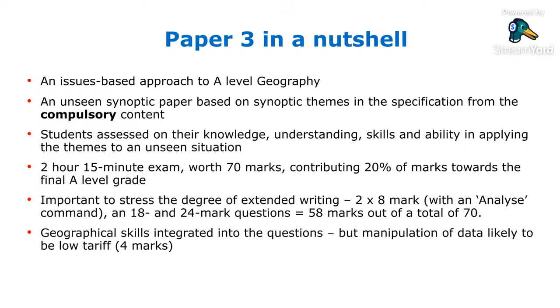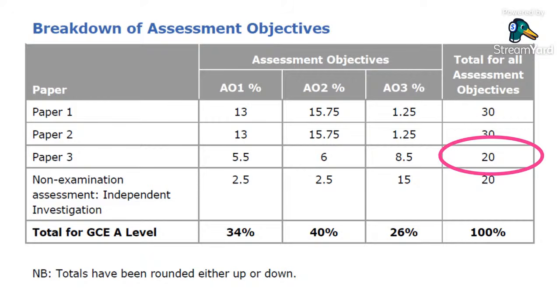So 2 hours and 15 minutes, 70 marks, 20% of your A level, but you'll have already revised the content for paper 1 and paper 2. It really is the paper that students always say to me afterwards, I really enjoyed that. It allowed me to just think about geography and indeed use my geography that I'd already learned. There's a little bit of geography skills in there, and I'll talk about that later as well.